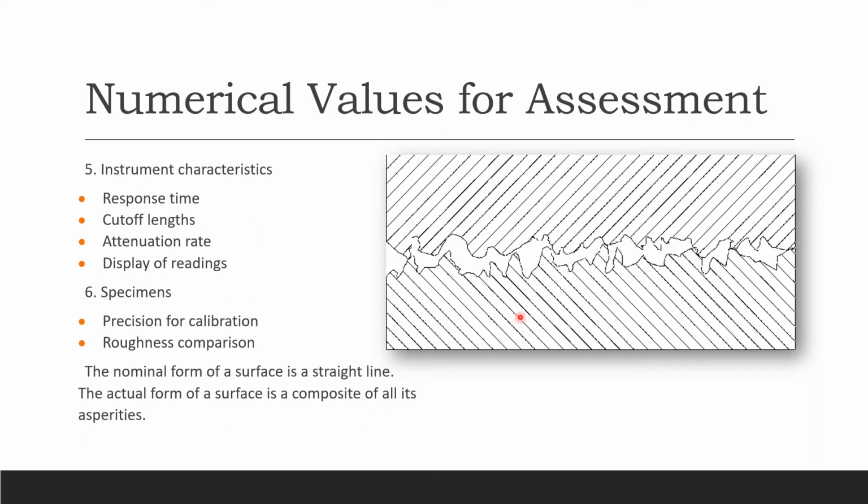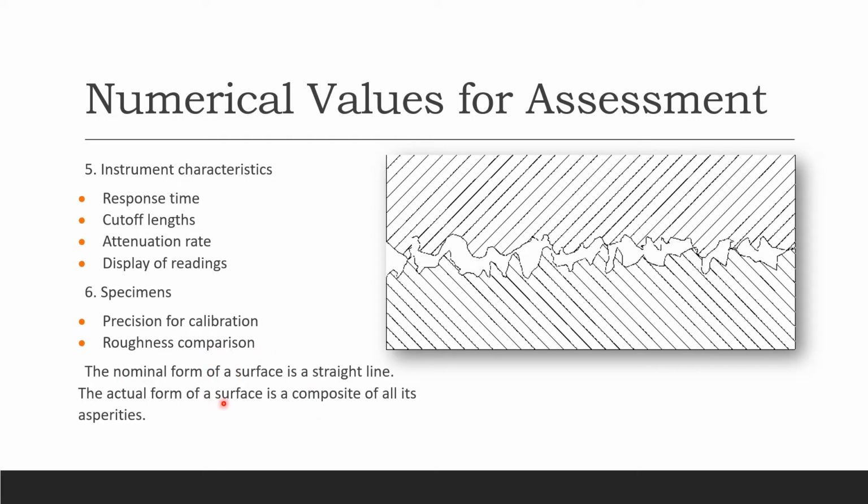Instruments' characteristics, we also try to identify that. It includes your response time, cutoff lengths, the attenuation rate, display of readings. You don't have to know all of it. If you read it, okay, like a book, that's okay, and know that they're there. And the variable specimens, that's for precision, for calibration, roughness comparison.